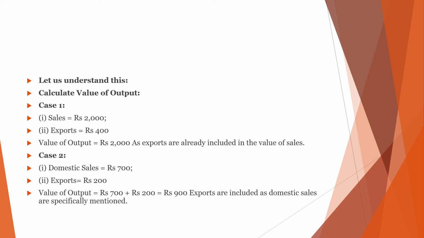Case 1. Suppose the question gives sales equal to 2000 and exports 400. Then take value of output as only 2000. Exports will not be added. Why? Because the word domestic is not given in the question. But if the question gives domestic sales equal to 700, exports equal to 200, then value of output will be 900, because the word domestic is given. When the word domestic is given, then add exports.